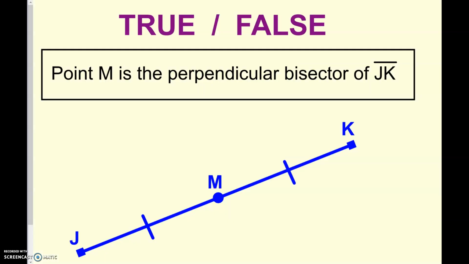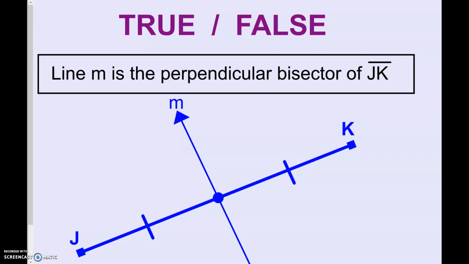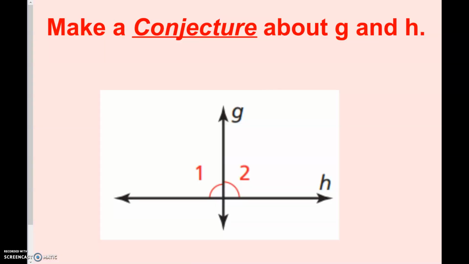So true or false? M is the perpendicular bisector. What do you think about M? Nope, not a perpendicular bisector. M would be considered the midpoint in this particular case. All right, line M is the perpendicular bisector. Well, it is definitely bisecting it, but do we know that it's perpendicular or not? No, so we would just say that M is a bisector. We cannot say that it is a perpendicular bisector because we don't have any markings to show that it is perpendicular.